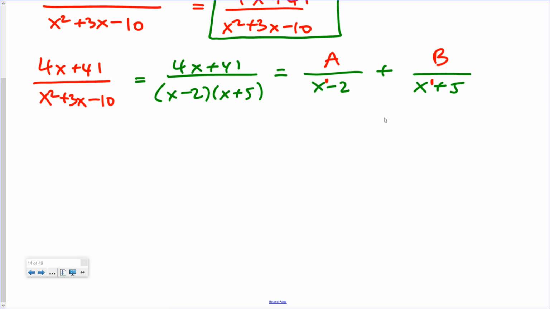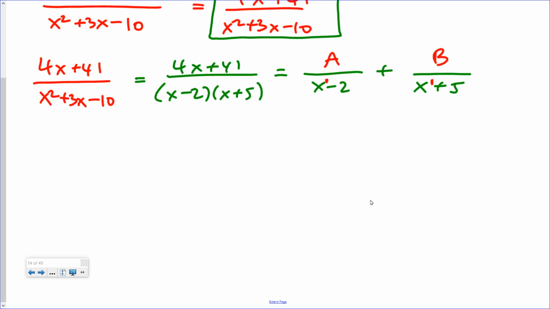Now, just be careful. If they're linear and they're different, this is what you would do. If they're linear and they're the same, so if you had x minus 2 and x minus 2, it's going to be a little different. I'll talk to you about that in a second. But right now, if they're linear and different, you just put A and B. Okay, and then what you do is you try to get a common denominator over here.